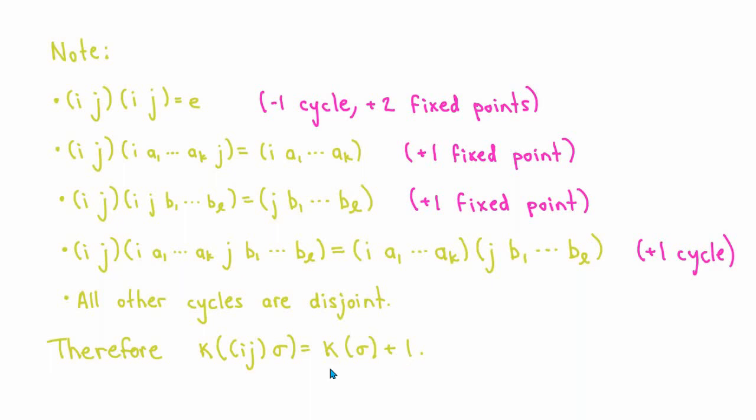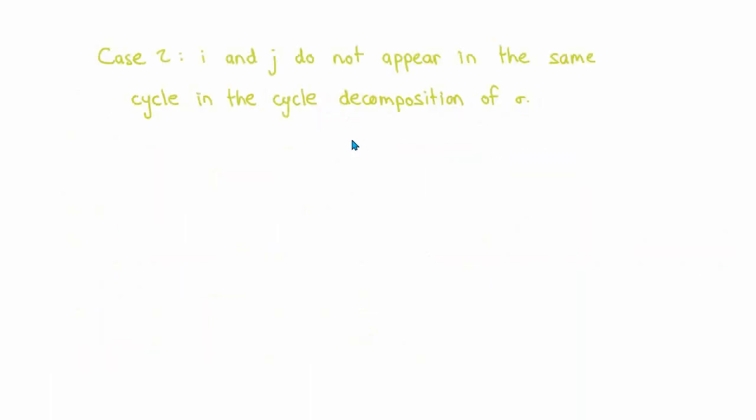That takes care of the first case, which is the case when i and j are in the same cycle in the cycle decomposition of sigma. The second case then, of course, is the case when i and j don't appear in the same cycle in the cycle decomposition of sigma.